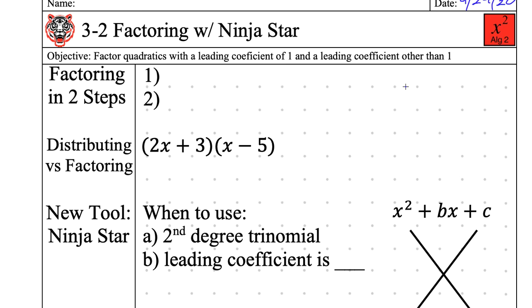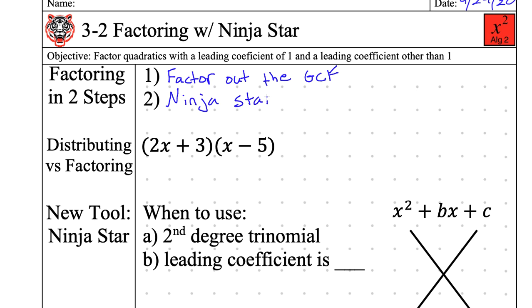What are the factoring 2 steps from 3-1 from yesterday, Andres? Divide the... Wait, is it divide? It's factor, I think, is the word you're looking for. Yeah, factor. Factor what? The GCF. There it is. And what about step 2? Add exponents. Not quite, but good guess. Ninja star. Oh, yeah.